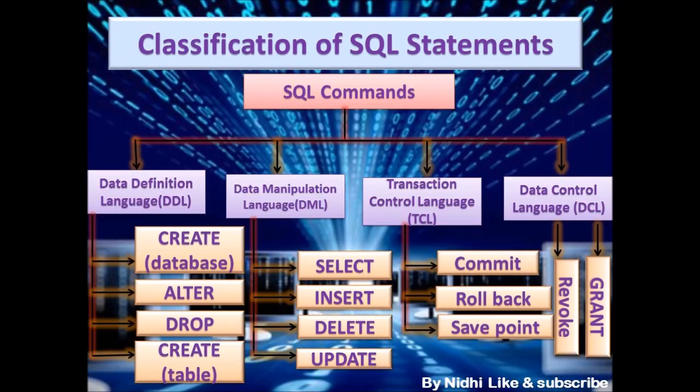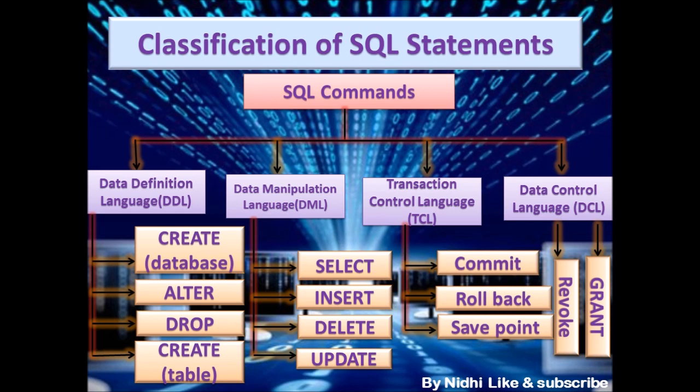Next is the classification of SQL statements. These SQL statements are classified into 4 categories. First is data definition language, that is DDL. Second is data manipulation language, that is DML. Third is transaction control language, that is TCL. And fourth is data control language, that is DCL. In class 11th we will cover only two of these classifications, DDL and DML. But when somebody asks you how many categories SQL commands are classified into, you have to tell 4 classes with their names.